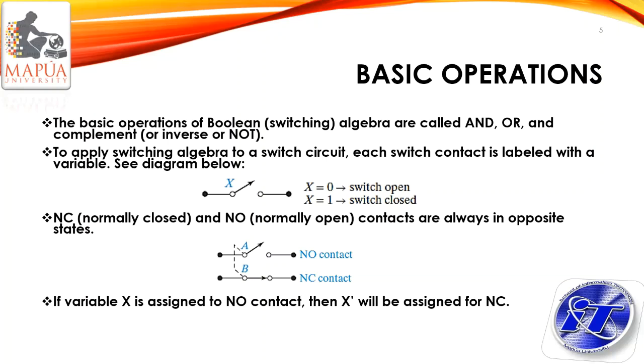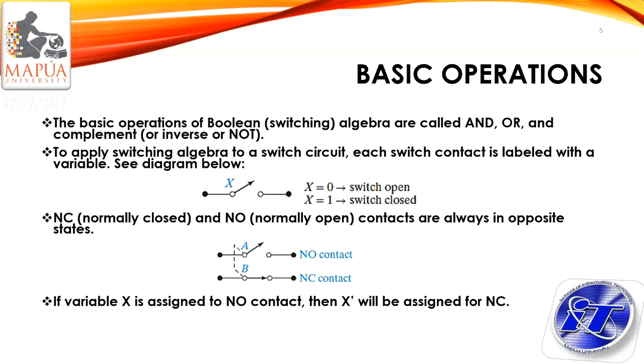Also in our switching circuit, we have NC and NO. NC means normally closed. This is an example of NC. While normally open, or NO, is usually open. If variable x represents NO, then x prime represents NC. So they complement each other: NO complements NC, and NC complements NO.